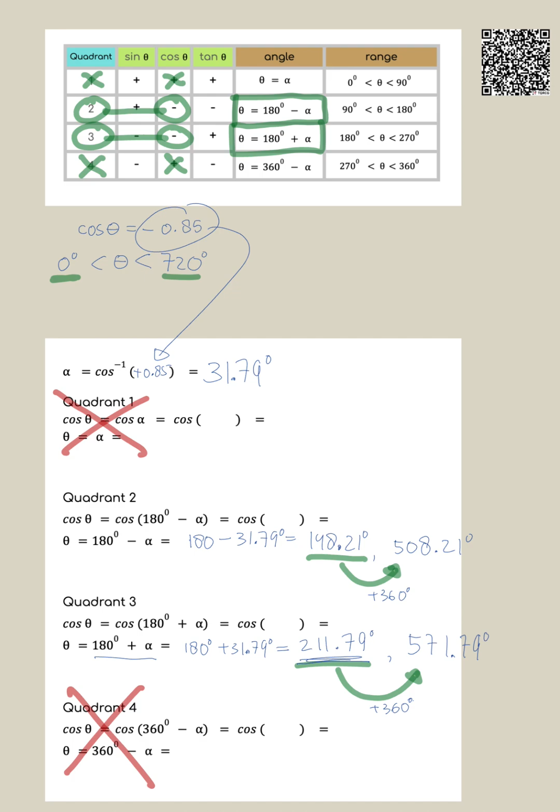What are the 4 answers? 148.21, 508.21, 211.79, and 571.79. So you have 4 of them. That's all the 4 answers, because they ask only from 0 to 720.